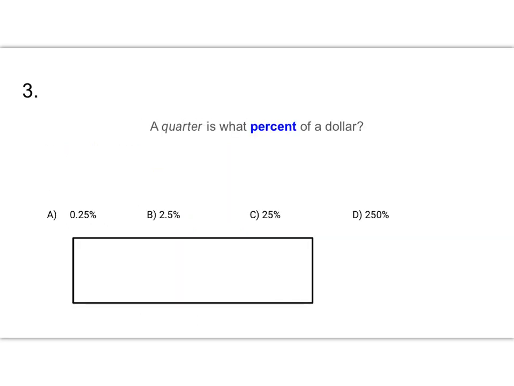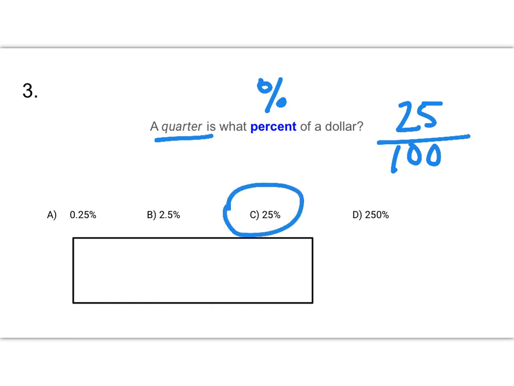A quarter is what percent of a dollar? A quarter is 25 cents. That's how much a quarter is. A dollar would be 100 pennies. 25 out of 100. What percent is that?